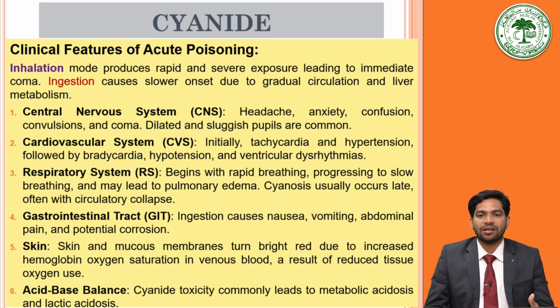to pulmonary edema. Cyanosis usually occurs late, often with circulatory collapse. Then on the gastrointestinal system, ingestion causes nausea, vomiting, abdominal pain and potential corrosion. Effects on the skin are seen as a bright red discoloration. As compared to carbon monoxide poisoning, where there is a cherry red discoloration, here it is the bright red discoloration that is seen on the skin and the mucous membrane due to increased hemoglobin oxygen saturation in the venous blood as a result of the reduced tissue oxygen use.